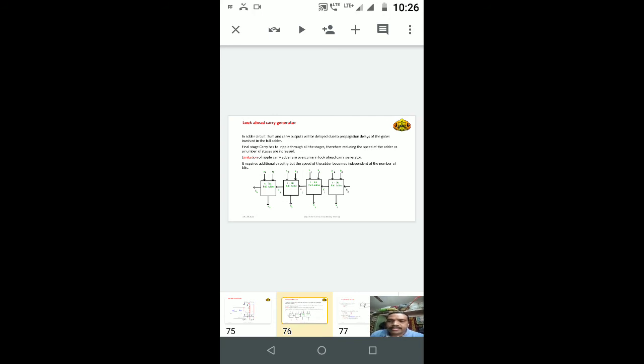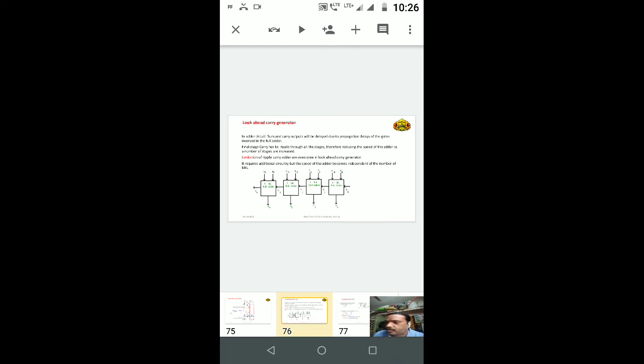To reduce this time delay, you are using the look ahead carry generator. The first carry is generated at the LSB, but if you want to perform the addition at the MSB, you have to wait until the carry flows from LSB to MSB. So, it takes some time. To reduce this time, you are using the look ahead carry generator.